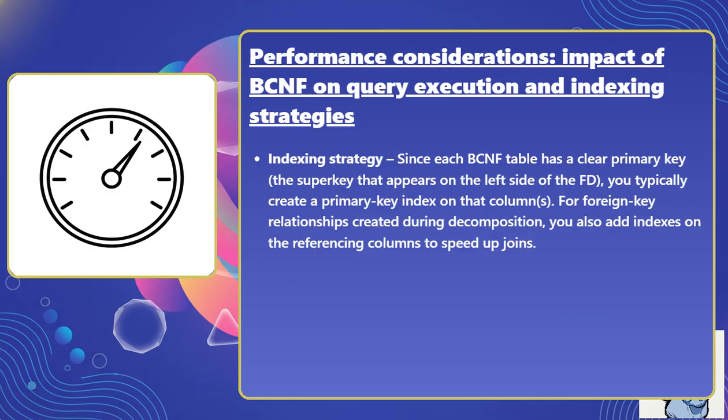Indexing strategy. Since each BCNF table has a clear primary key, the superkey that appears on the left side of the FD, you typically create a primary key index on that column.